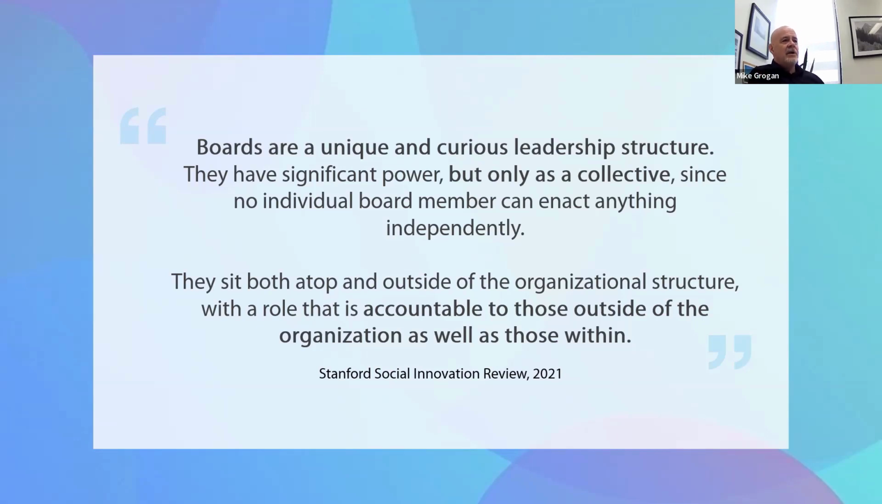Boards have significant power, but only as a collective, since no individual board member can enact anything independently. And that, in a nutshell, is the heart of being a board. You act as a group, this curious structure, which is a team game. You might have different roles in the board, you may have some different functions that people do as a part of the board, but as an entity, boards are a collective.